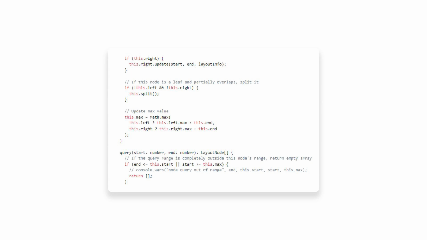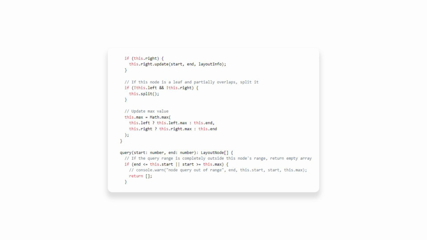This code snippet continues the update method in the layout node class and begins the query method. 1. Updating right child. If the node has a right child, this.right, it calls update on that right child with the specified start, end, and layout info. 2. Splitting leaf nodes. If the node is a leaf, i.e. it has no left or right children, and the update affects its range, the split method is invoked to divide this node into subnodes.